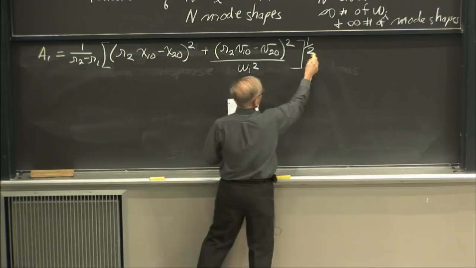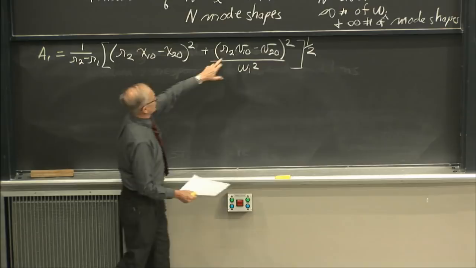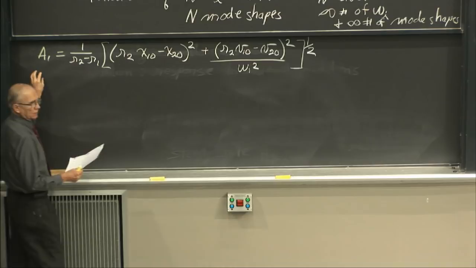But now this is all stuff you know, the given initial conditions on velocity, given initial conditions on displacement. You know the natural frequency. You know the pieces of the mode shapes. Just plug it in. You're going to get a number, the magnitude of A1 for the given initial conditions.